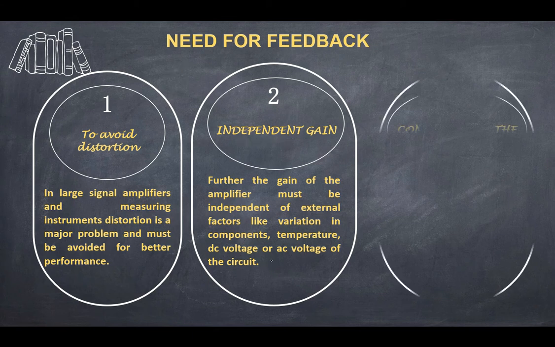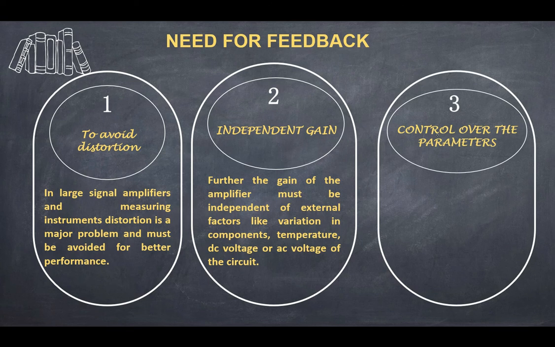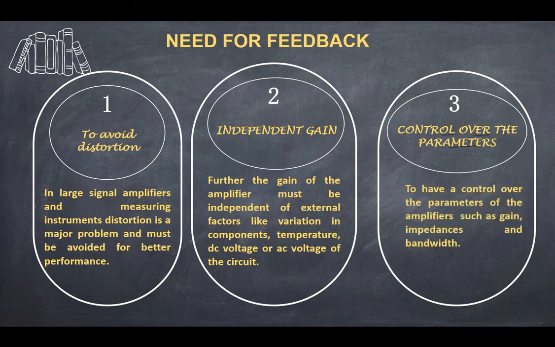Then the third and important factor is control over the parameters. Whenever I say parameters, remember three words: gain, impedance and bandwidth. When I say gain, it is voltage gain, current gain and power gain. When I say impedance, it is input impedance and output impedance, and the bandwidth. So to achieve these three results, to improve the performance of the amplifier, we use feedback signals.